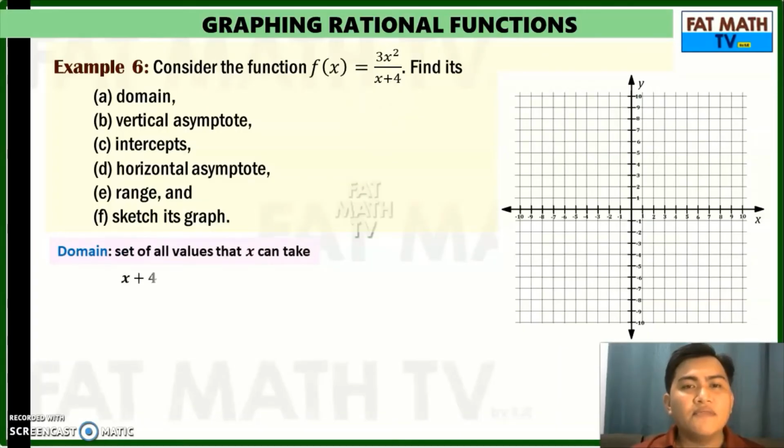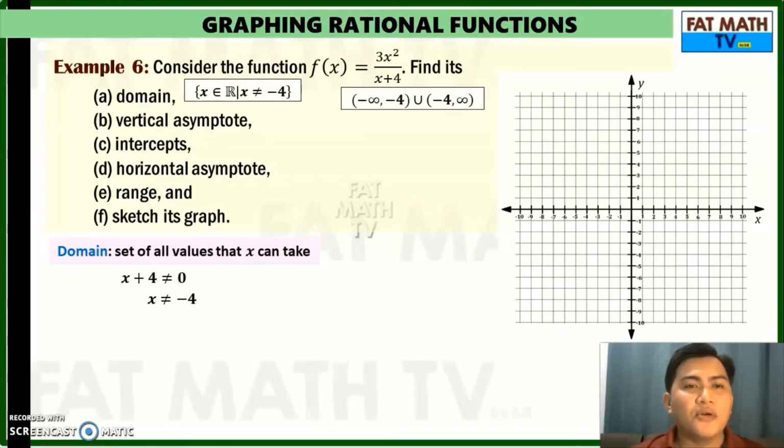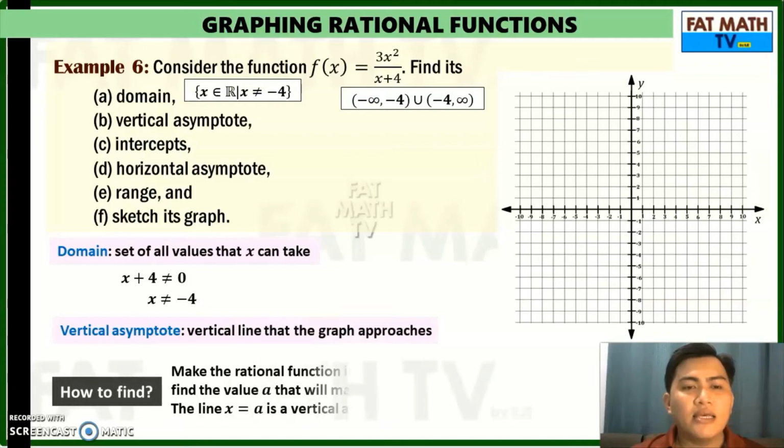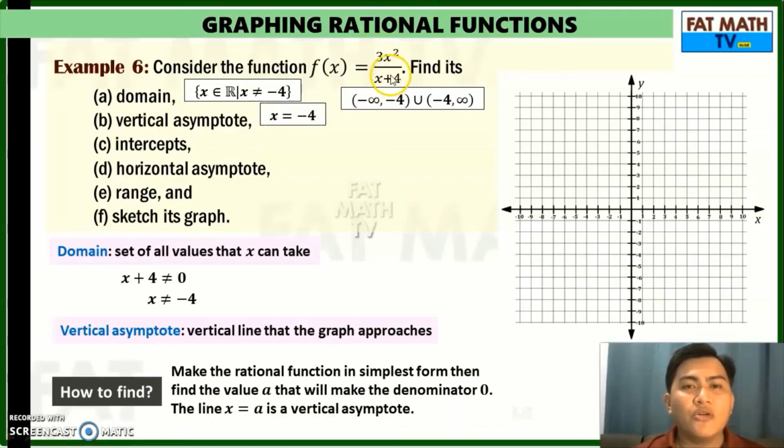For the domain, just find the value that will make the denominator 0. That's not included in the domain. So the domain will be the set of all real numbers except -4. For the vertical asymptote, automatically, it's x equals -4. You have to make sure, though, that this rational expression is in simplest form. If it's in simplest form, then automatically it's x equals -4. By the way, x equals -4 is this line.